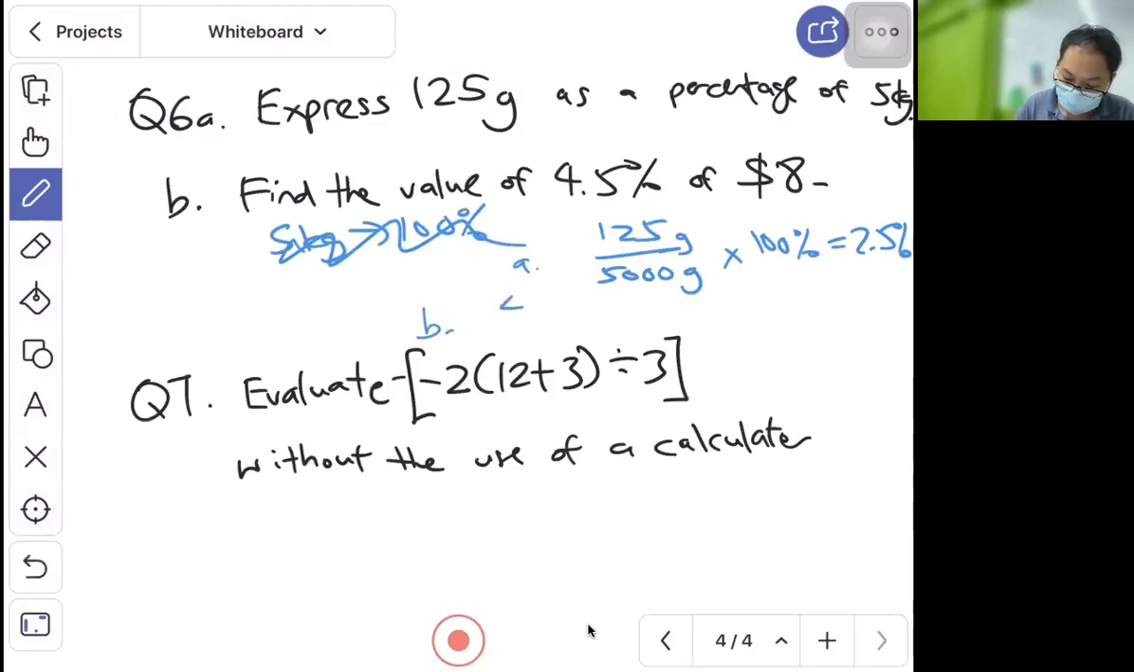Therefore, part B, evaluate. Same, just take 4.5 out of 100 times $8. You get the answer 36 cents. So we do it in one step.